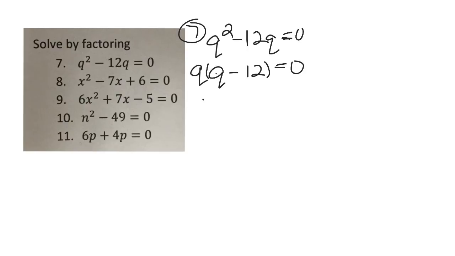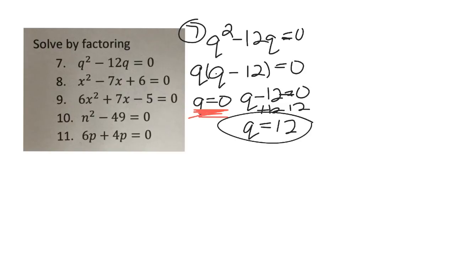And so I set each equal to 0. Q equals 0, and q minus 12 equals 0. Now, a lot of people left this part off on the quiz, so pay attention. When you factor out that q, it gives you an answer of 0, and then add your 12, so q equals 12. We get 12 and 0.